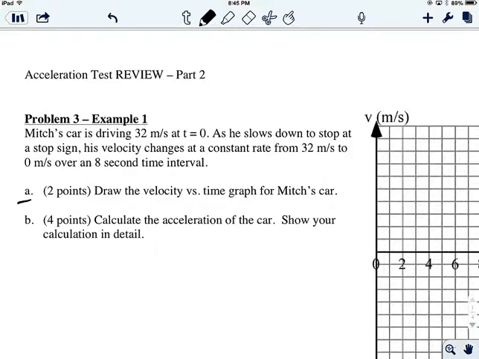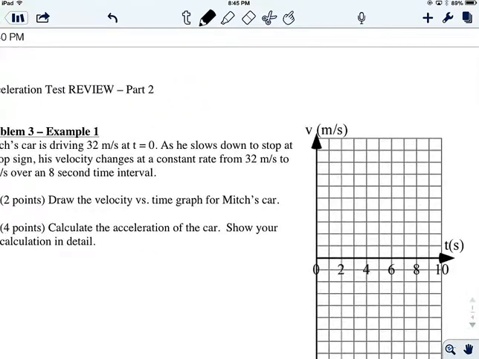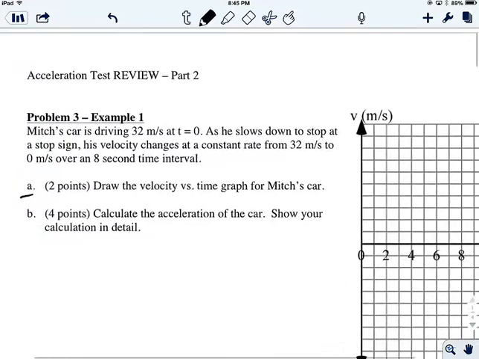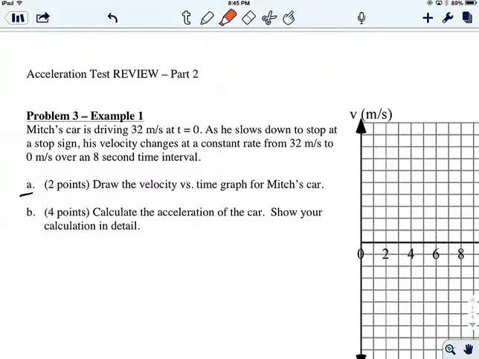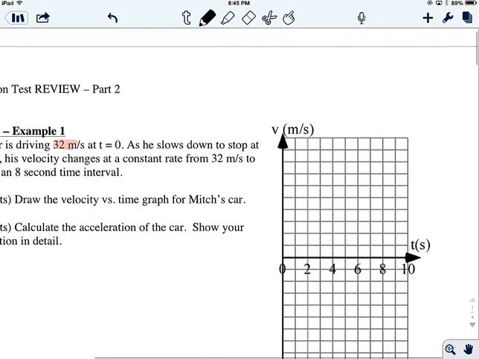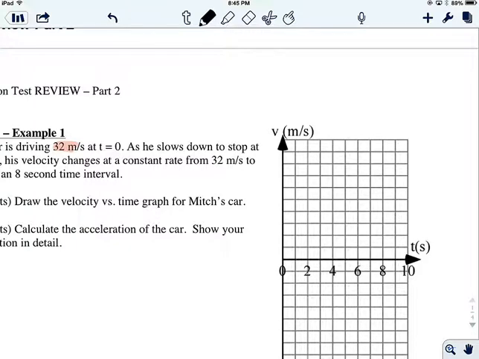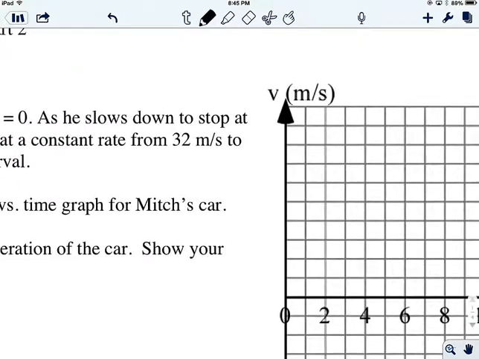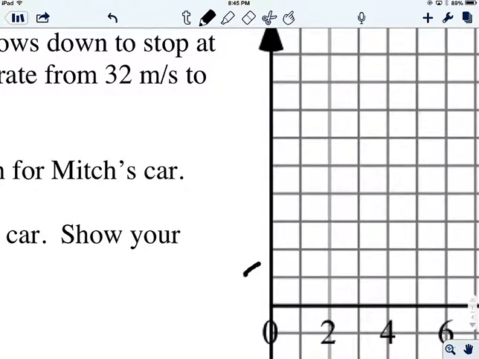So first thing I'm going to do is label this thing. I see I've already got time labeled, so that's good. But velocity is not labeled. It looks like my highest velocity is going to be 32. Let's see how many lines I've got: 1, 2, 3, 4, 5, 6, 7, 8, 9, 10. So 3s won't work, 4s will probably work, but let's just count by 5s. That'll make it easier. Let's skip every other one.